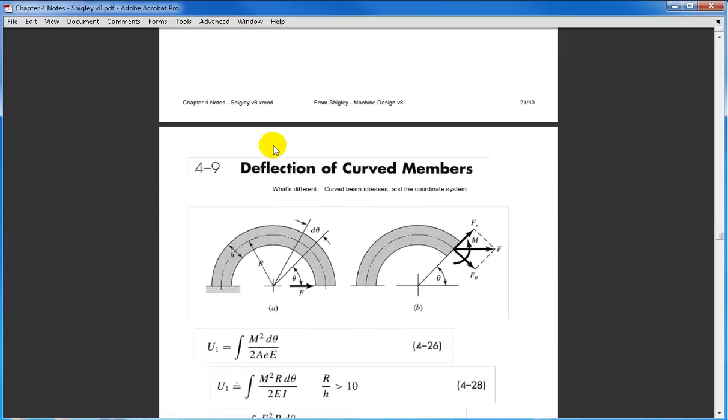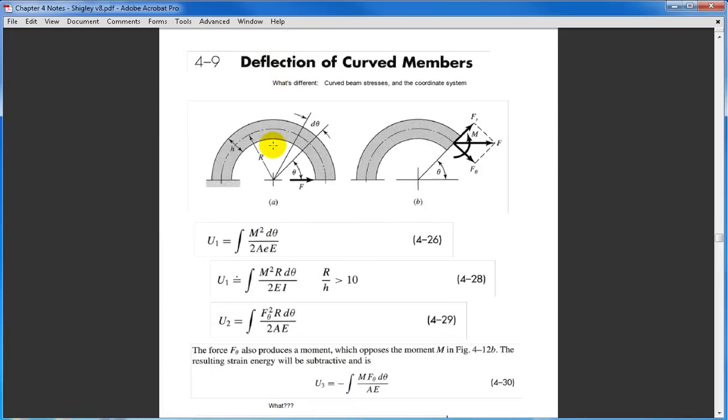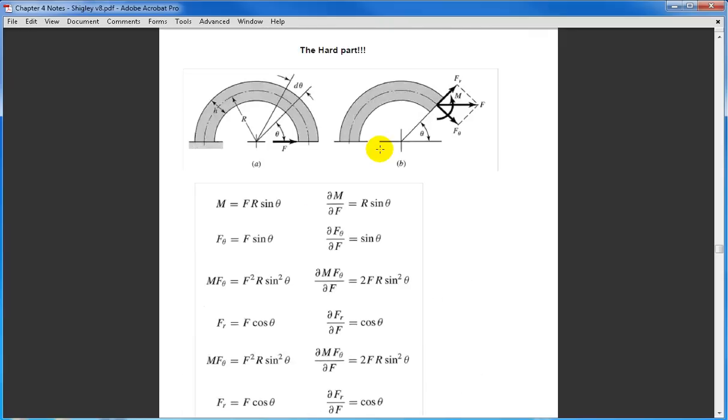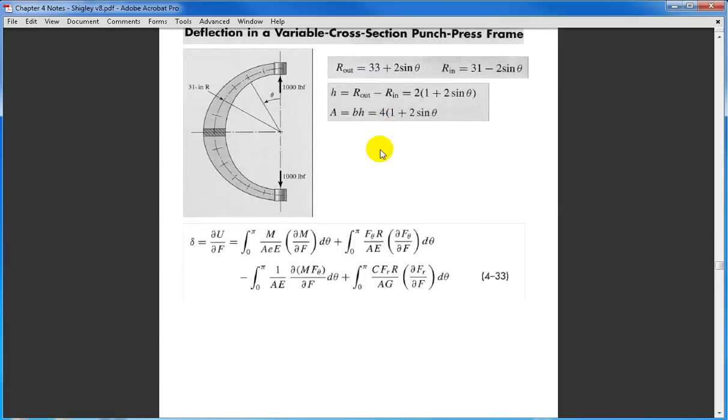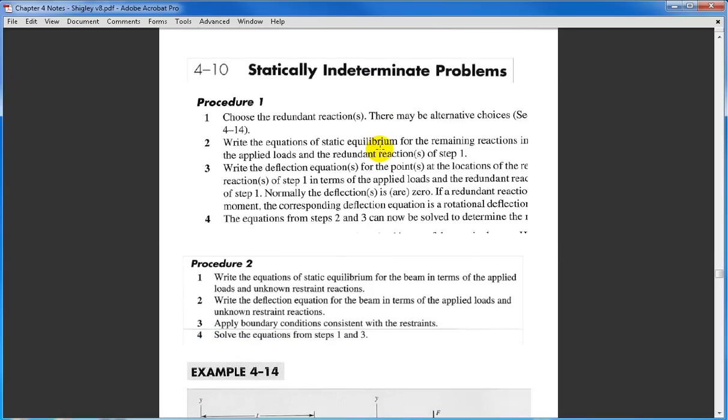Curved members, I will come back to curved members just a little bit later, or maybe I'll talk about curved members next time we meet. I'll decide that in just a little while. Now what I want to do is transition to a, let's see, no, actually I want to jump ahead to another idea, okay, called statically indeterminate problems.